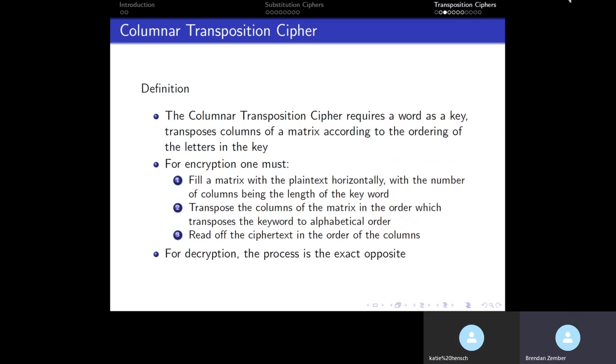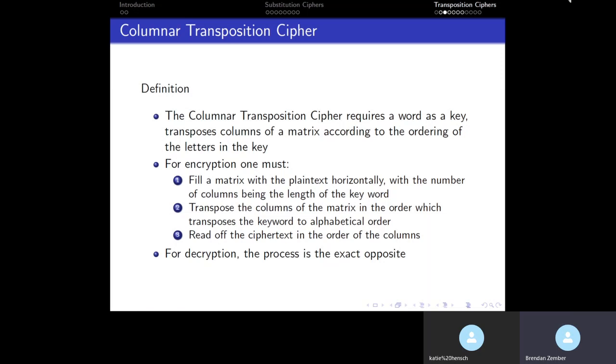So the columnar transposition cipher is broken up into 3 steps and is a little more complex of a function than with the other ones we've looked at so far. As before, we take in a word as a key, and then we ultimately transpose columns of a matrix according to the ordering of the letters in the key.